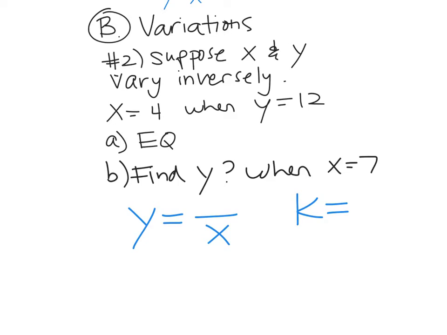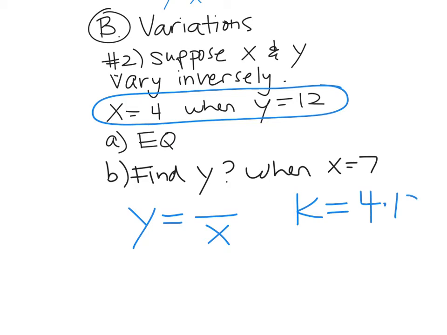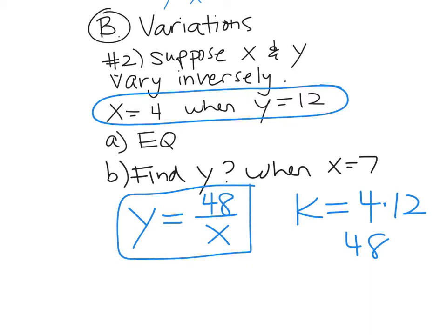It's the product. K is going to equal 4 times 12, which is 48. Okay, so this equation is y equals 48 over x. That's our general equation. That's it for part A.